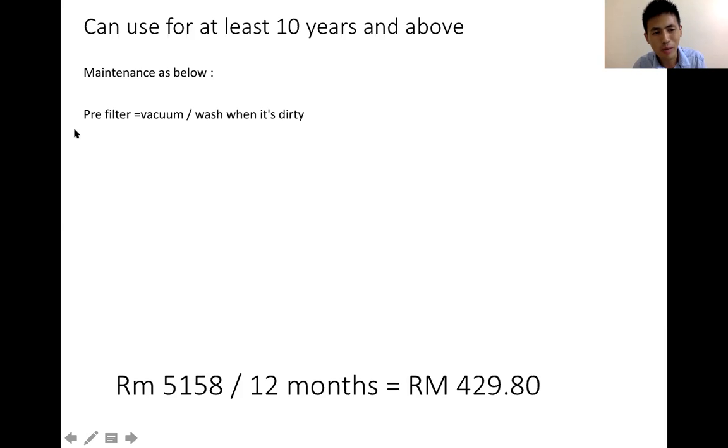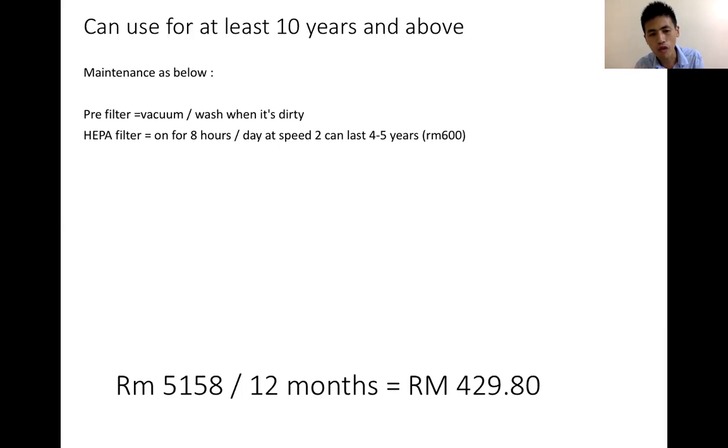Okay? So number 1, remember there are 3 layers of filter inside. Number 1 is the pre-filter. You need to vacuum or wash it when it's dirty. Every 1 month, every 2 months, whenever it's dirty, you can vacuum it. Number 2 is the HEPA filter. If you turn it on for 8 to 10 hours a day, it can last 4 to 5 years. Each time you change it, it costs about 595 ringgit, 600 ringgit.